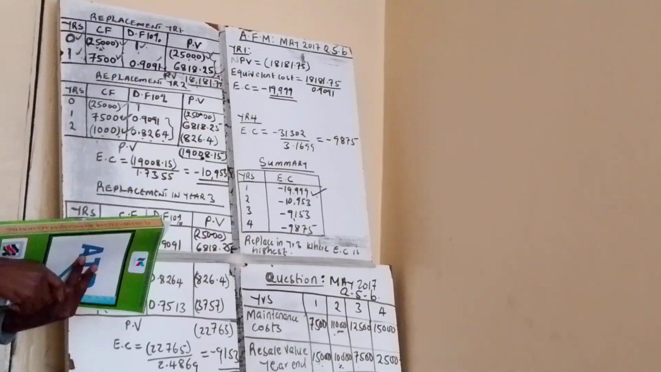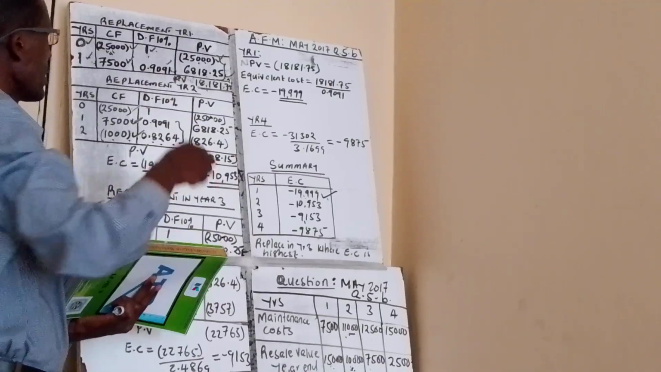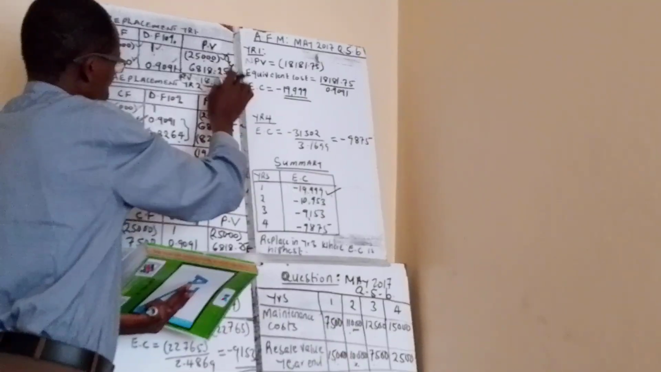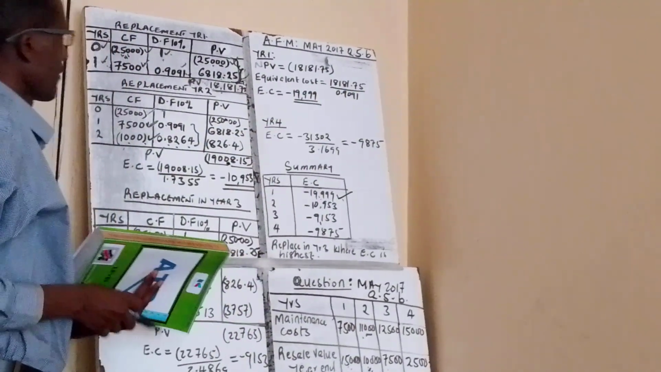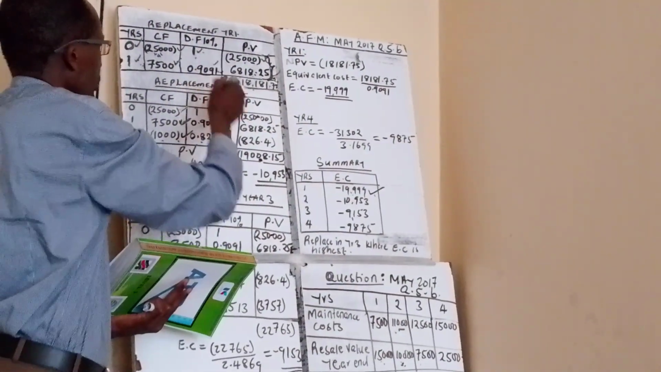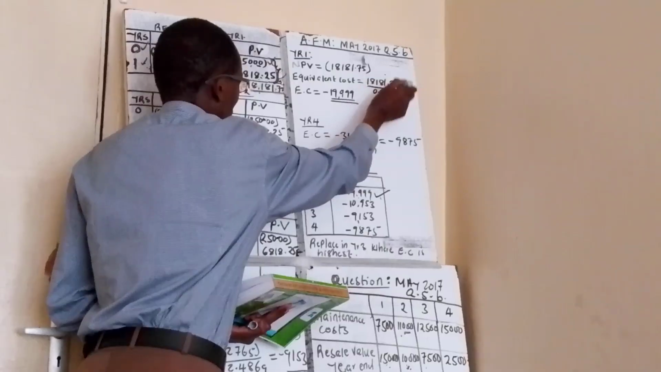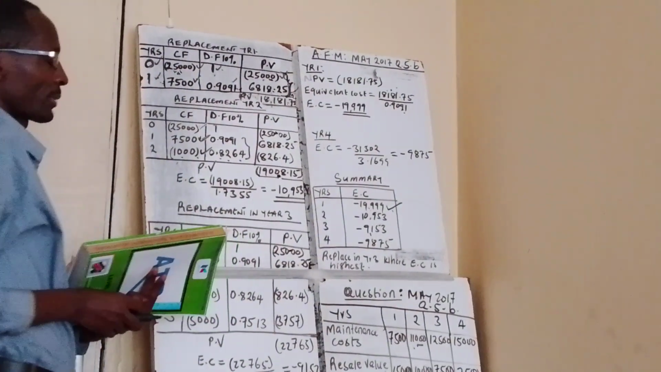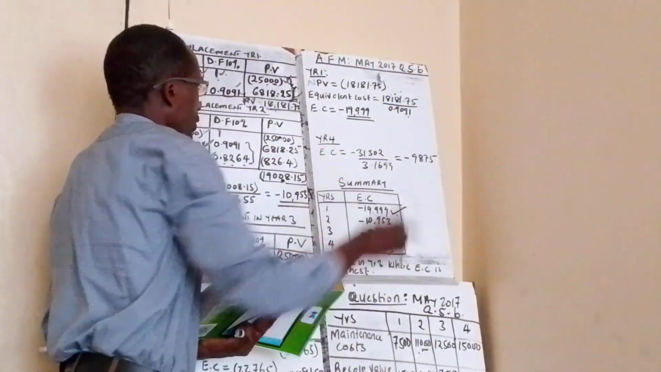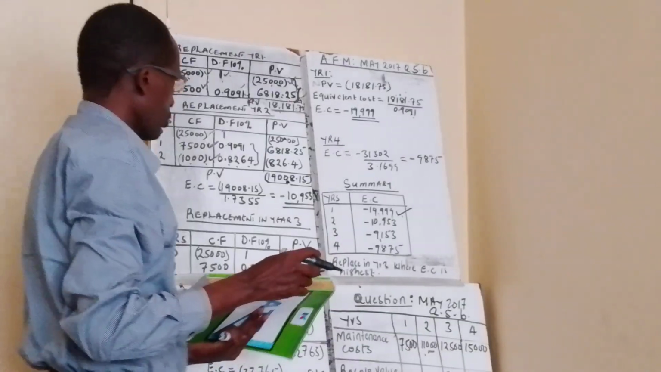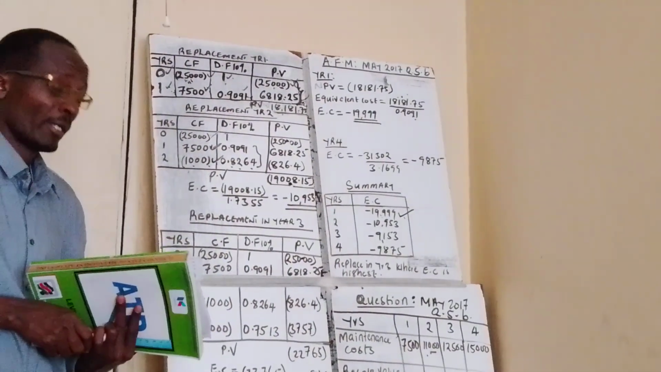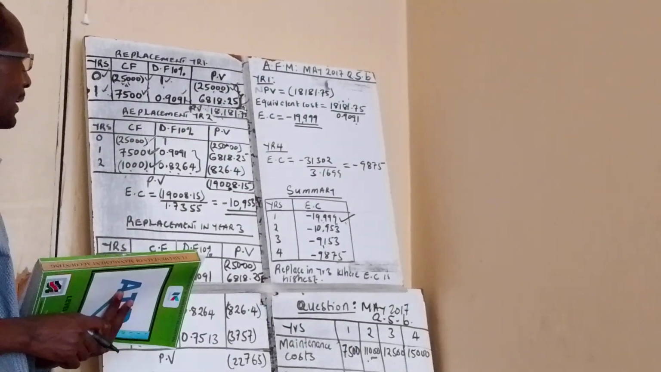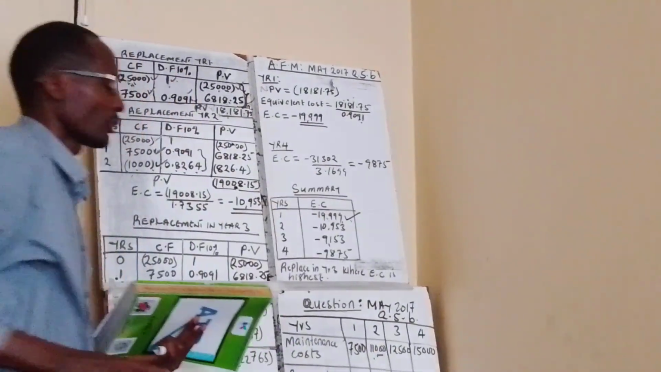But what is my equivalent cost? So what I do is take the present value, the summation of these two numbers. Remember, this is a negative, this is a plus. 18,181.75 divided by present value interest factor for year 1, which is 0.9091. The numerator is the present value and the denominator is the present value interest factor. I get 19,999. That is my equivalent cost. So if I replace my machine in year 1, the equivalent cost will be 19,999, a negative figure.